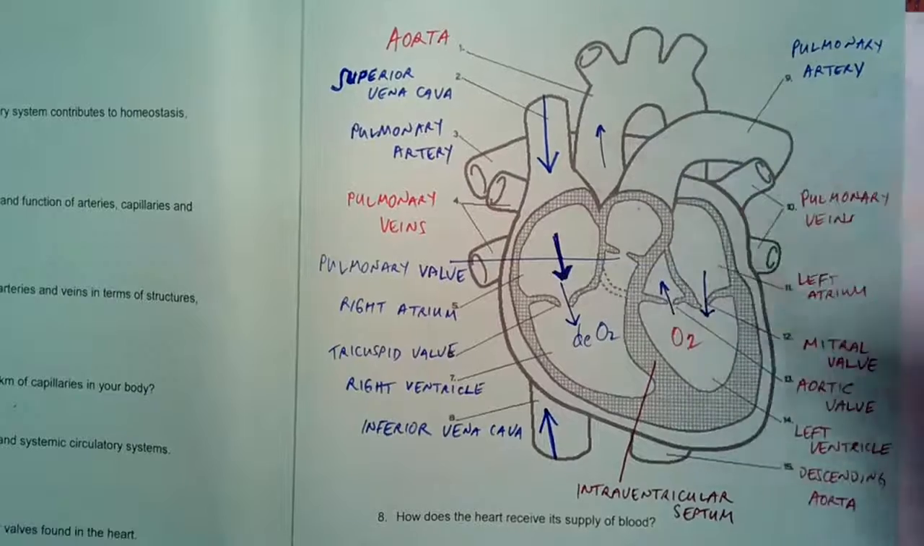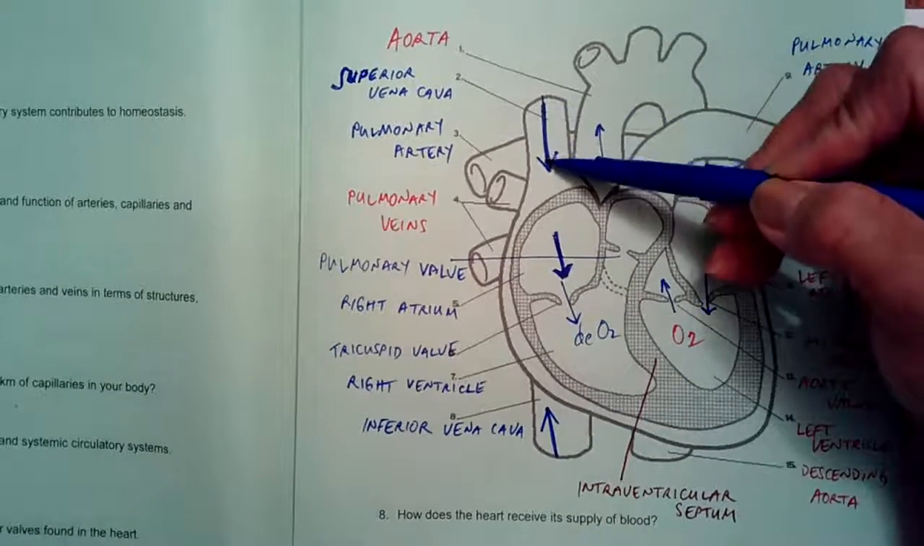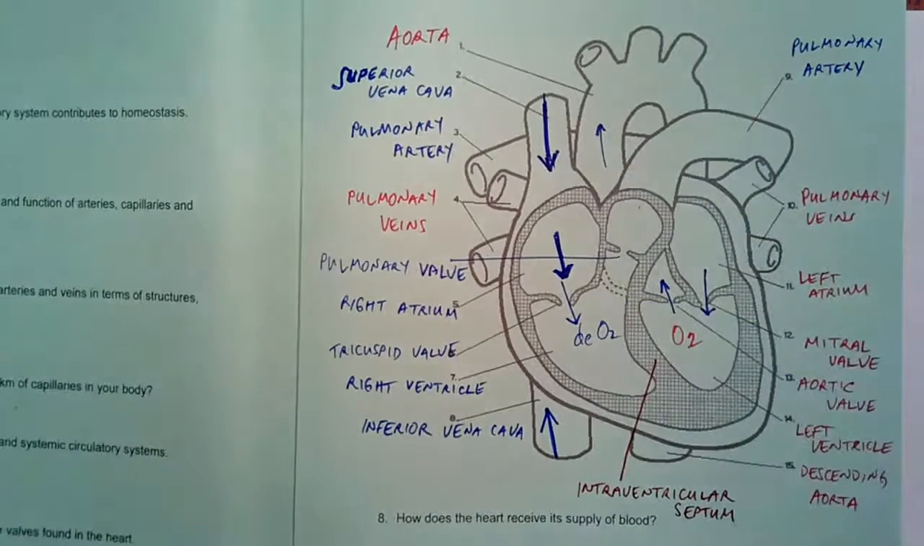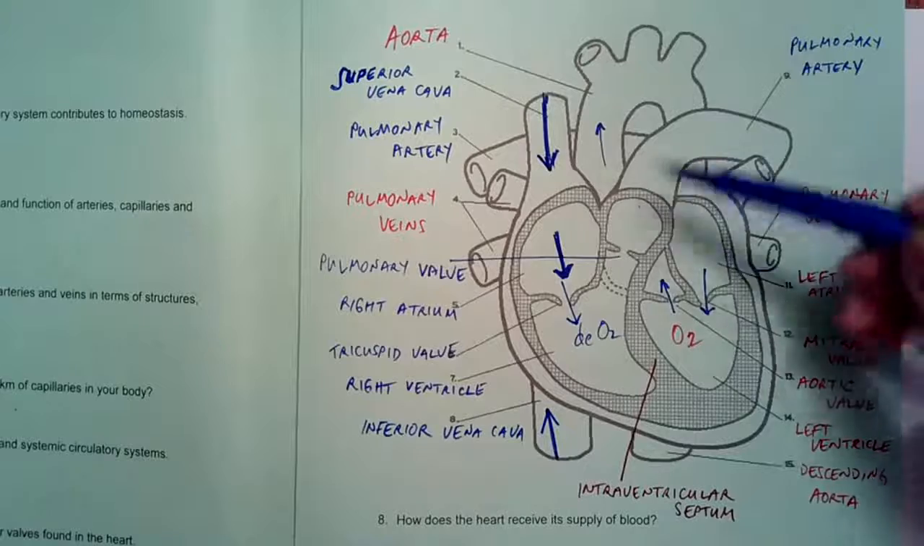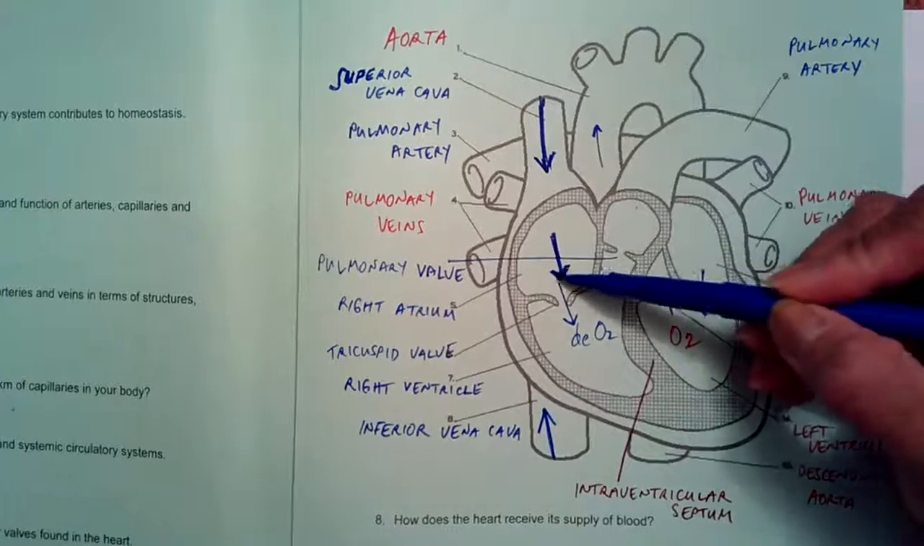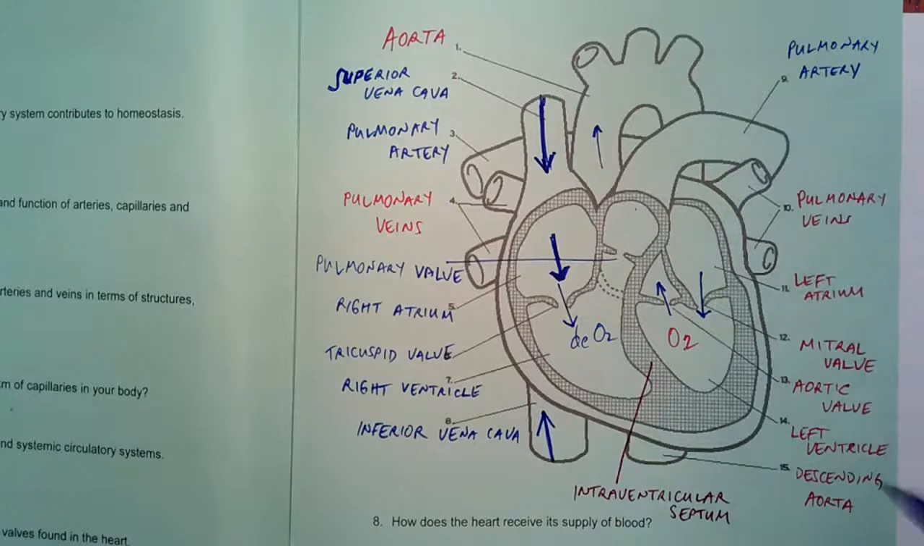So I'm using the blue marker here to indicate that the blood is deoxygenated. Because it just came from the body, it is now returning back to the heart, and the oxygen has been mostly used up by the body tissues or body cells.